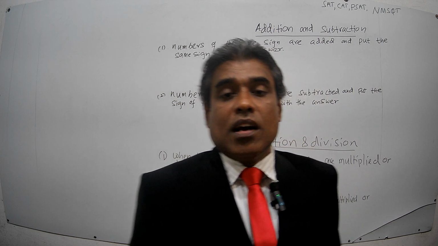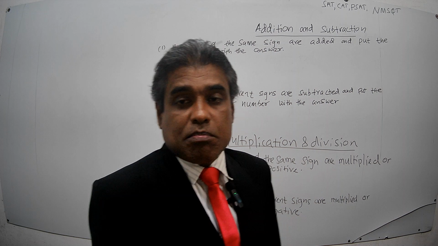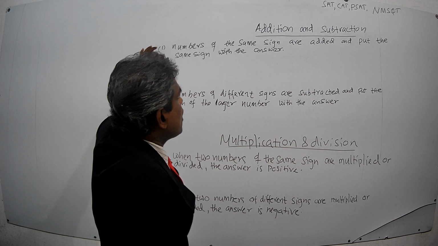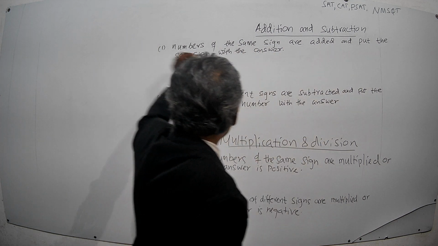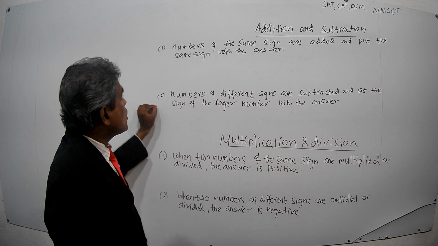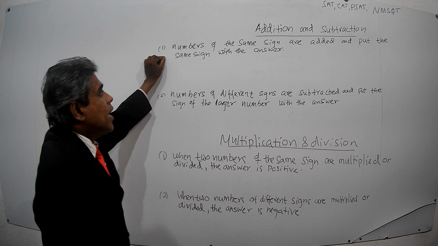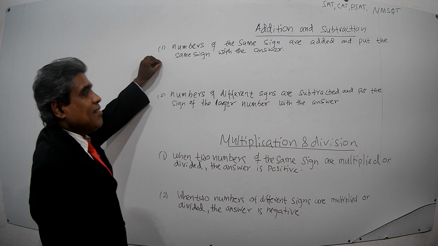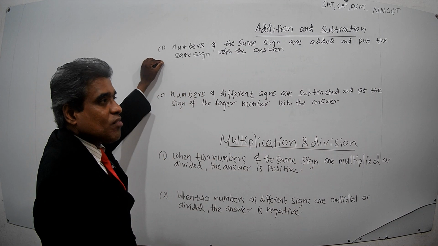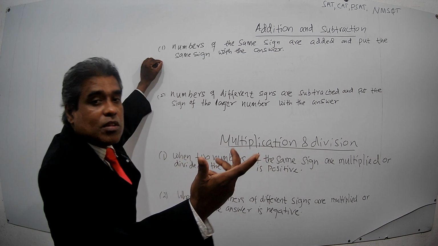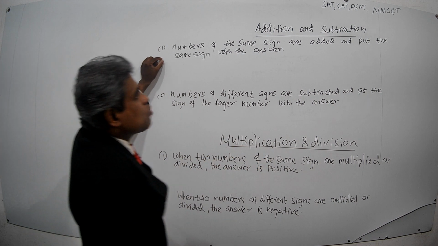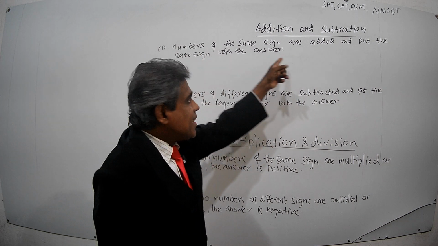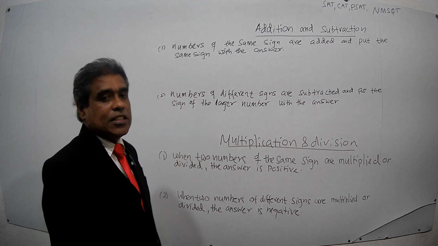Now I will go to the two rules of addition and subtraction of directed numbers. Now look at this whiteboard. These are the two rules, rule 1 and rule 2. The first rule applies to the addition and subtraction of directed numbers of the same sign. Same sign means there may be several numbers on the negative side, or several numbers on the positive side. If there are several numbers of the same sign, you add the numbers and put the same sign as the sign of the answer.